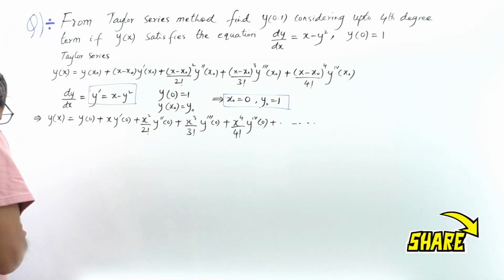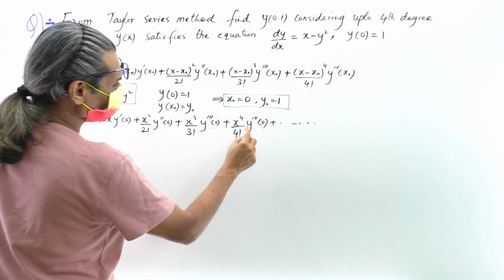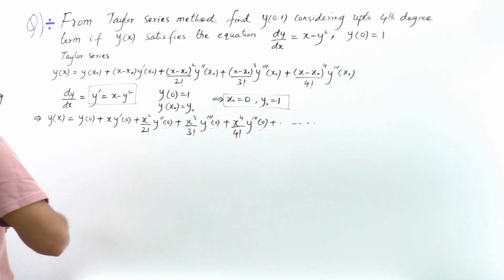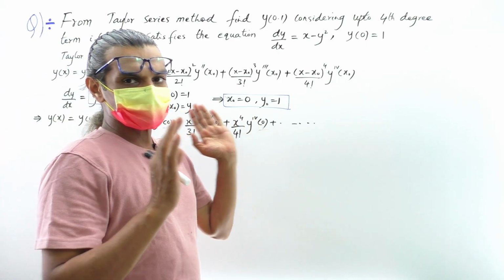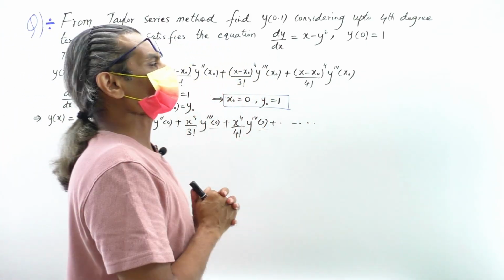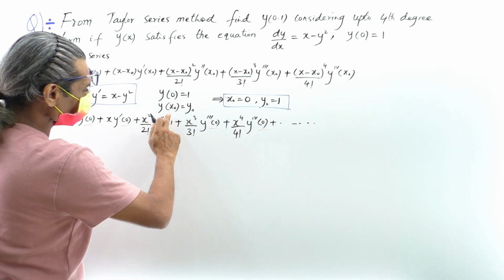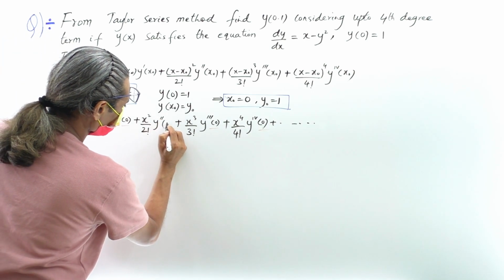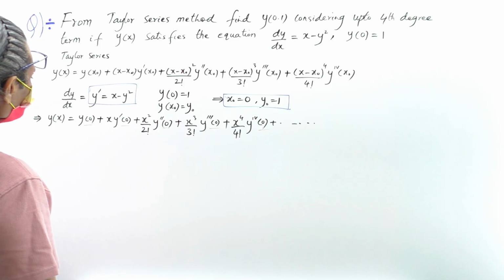Now we only need to find the values of y of 0, y dash 0, y double dash 0, y triple dash 0 and y4 0. Put them here and get the answer. That's it. Very, very simple. But your differentiation should be correct, so please do practice the differentiation. The more and more problems you practice, the more and more perfect you will become, because confidence only increases when your hand moves, not merely by watching. So please do practice along with me, so that you become more and more confident.